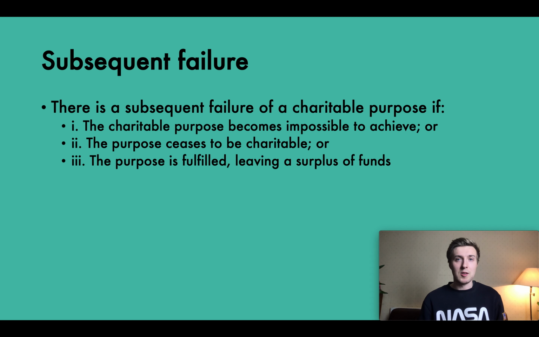Secondly, the purpose ceases to be charitable. Okay, so for example, because of the court's assessment of whether or not on balance, the purpose will remain beneficial. In such circumstances, there is a subsequent failure of the charitable purpose. And thirdly, the purpose is fulfilled, leaving a surplus of funds. So for example, in the case of Re King, £1,000 was settled to install a stained glass window in a church. Now, the installation of this stained glass window only cost £700, so the purpose was achieved and there was subsequent failure of the charitable purpose due to this £300 surplus. So there had been subsequent failure.